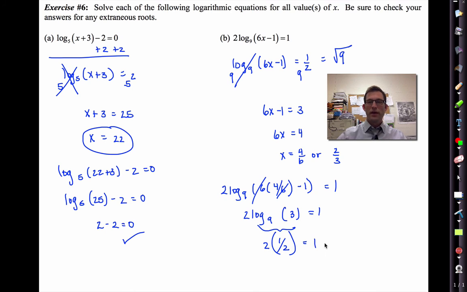And 2 times 1/2 equals 1. That checks. So no extraneous roots here. But they can arise in logarithmic equations, so it never hurts to check. All right, I'm going to clear out the text, so pause the video now if you need to.